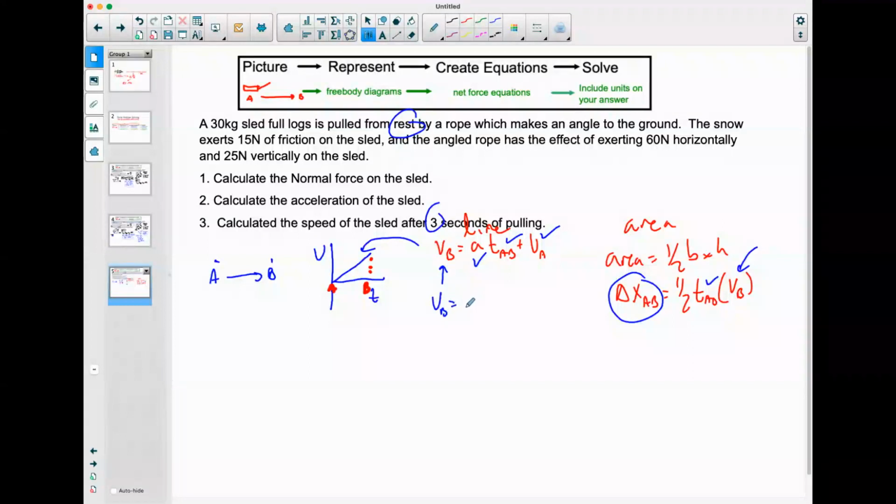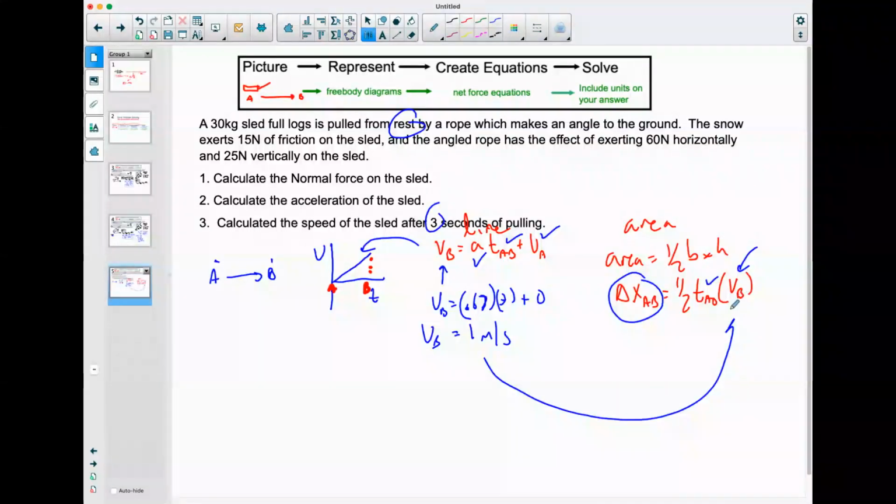VB equals 0.67 times 3 plus 0. And if we multiply that out, we should get VB equals approximately 1 meter per second. Again, don't forget the units. Now, clearly, we could take this further, and we could use the area equation, now with the VB known, to solve for how far the sled goes.